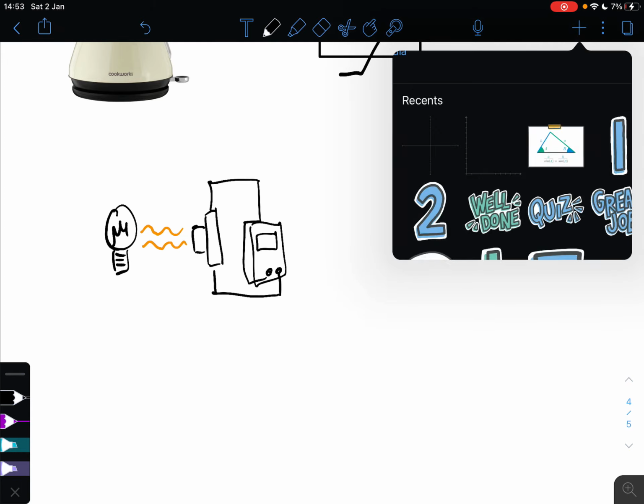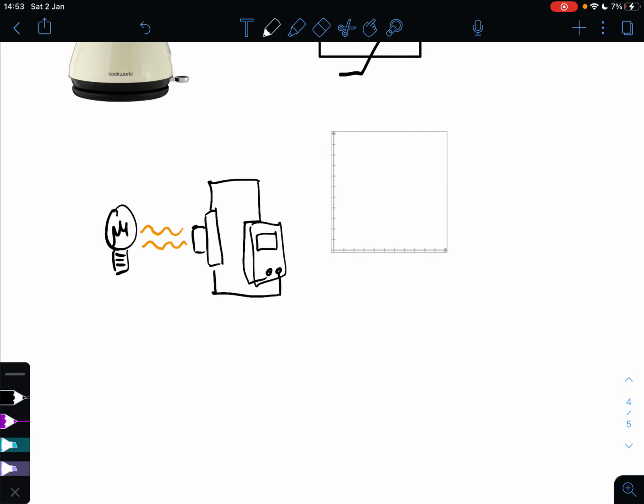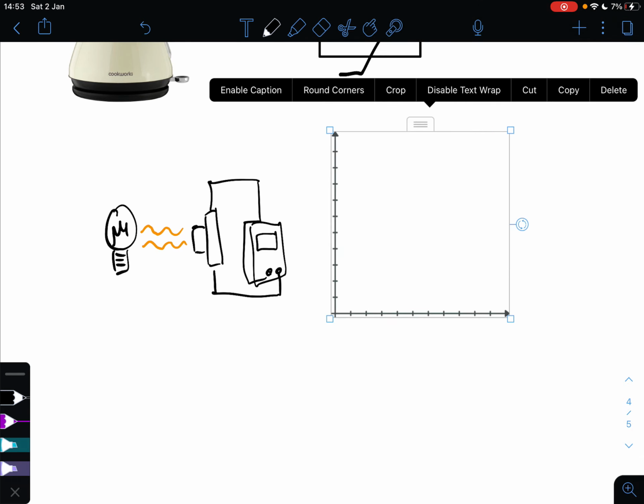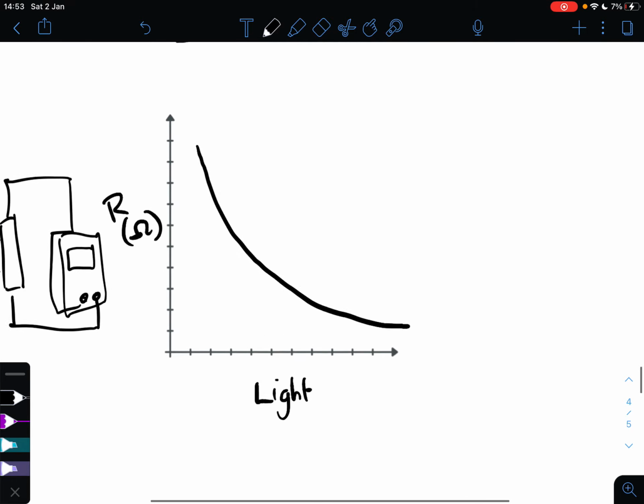The graph's nice and easy, so let's hop over to that. Nothing tricky at all. None of that minus stuff this time. We'll keep it simple. And we can have light along the bottom and resistance in ohms up the side. And what we get, I nickname it a skate ramp. We get it dropping down very quick and then it comes across like that. So we can write a sentence. Remember, pause anytime you need to.